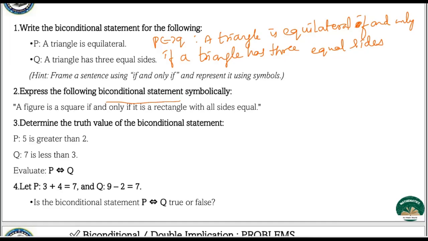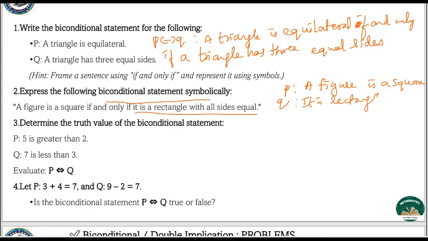Express the following biconditional statement symbolically. So how do we write? A figure is a square. So P will be: a figure is a square. Then what will be Q? Q will be: it is a rectangle with all sides equal. So what will be the symbol for this? P double implication, double arrow mark, Q.